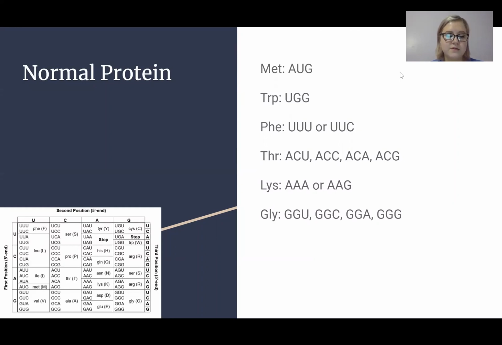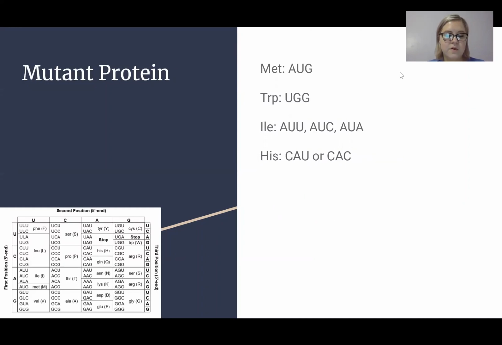Since our first 3 letters are the start codon, the reading frame of 3 nucleotide bases starts with AUG and ends with GGC. This protein appears to go on as there is no stop codon indicated. For the mutant protein, however, we only see 4 amino acids produced. Where the 2 first codons are the same, we notice a change where isoleucine can be any of these 3, and histidine can be either of these 2.